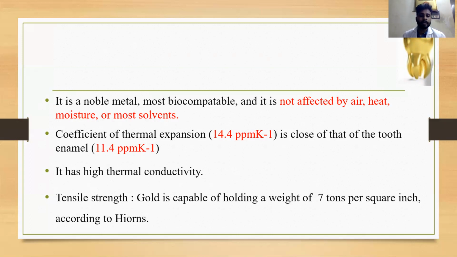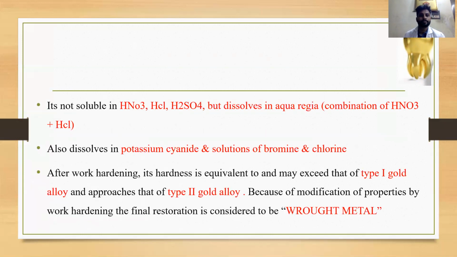It has high thermal conductivity, and the tensile strength of gold is capable of holding a weight of 7 tons per square inch, according to Hyams. It is not soluble in nitric acid, hydrochloric acid, sulfuric acid, but it dissolves in aqua regia. Aqua regia is nothing but the combination of nitric acid and hydrochloric acid. It also dissolves in potassium cyanide and solutions of bromine and chlorine.